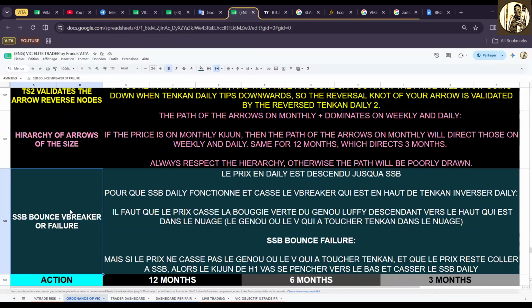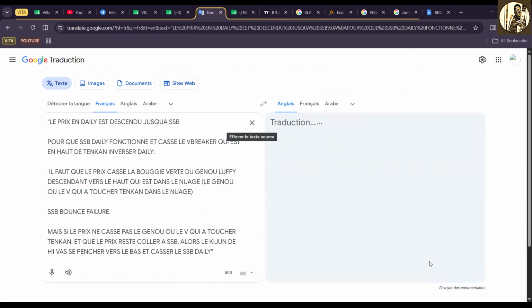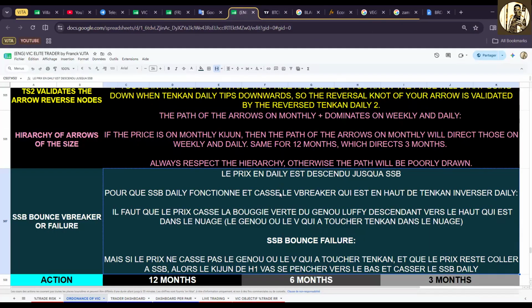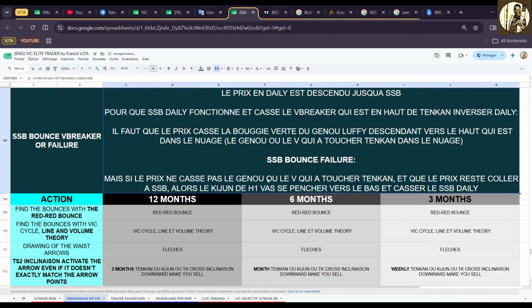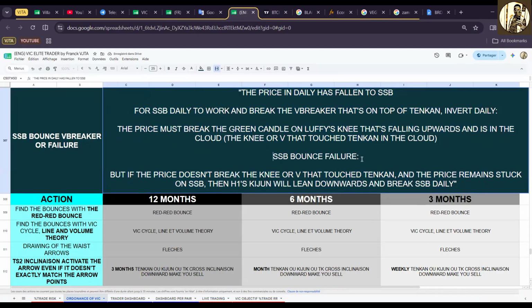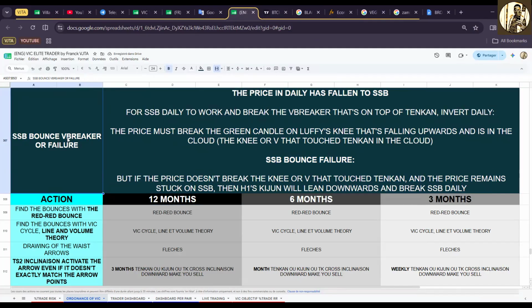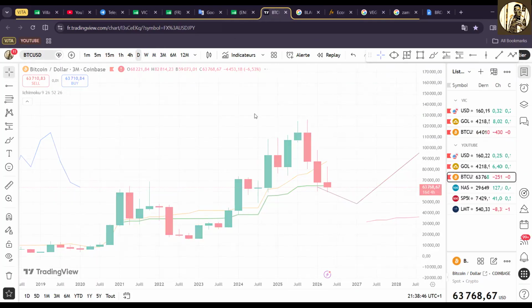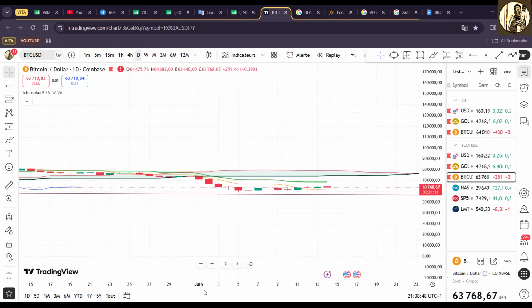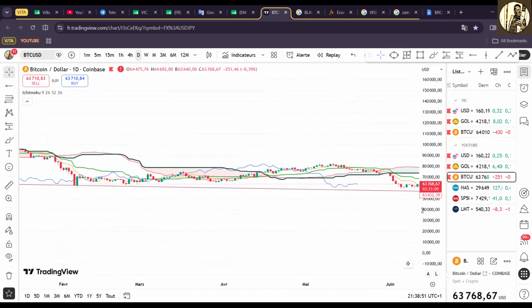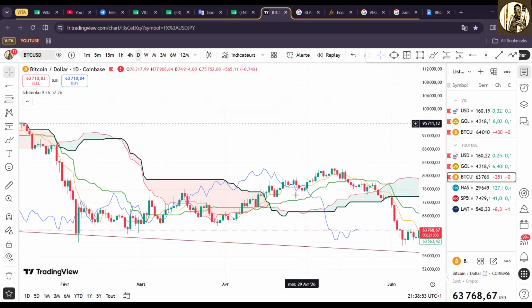But before reaching that point, I wanted to explain this part. What I'm explaining on this part is the SSB bounce, the V breaker, or the SSB failure of it. I've already explained it previously, but I'll explain again. It's about having a volume to validate your arrows.